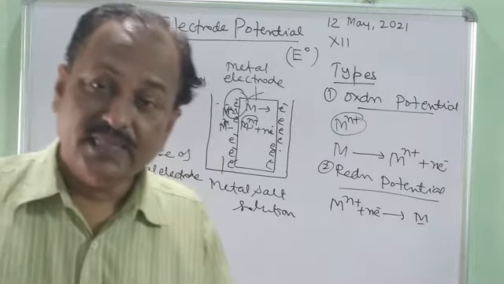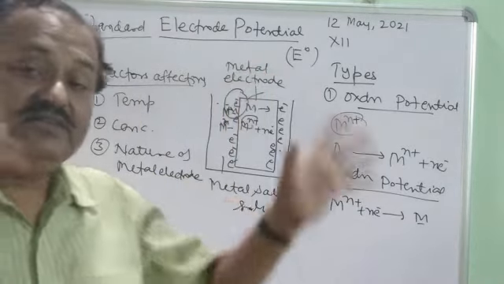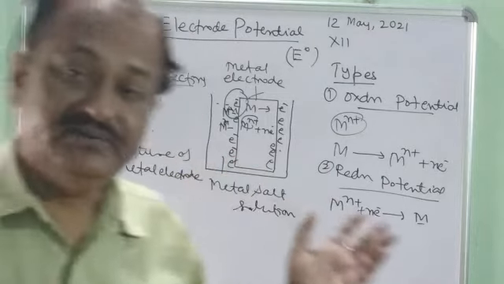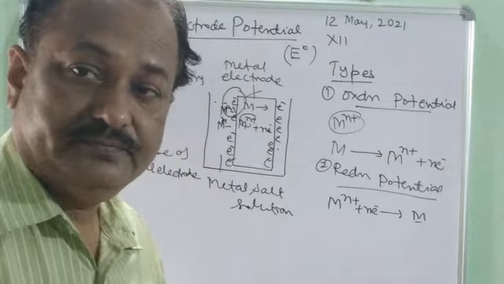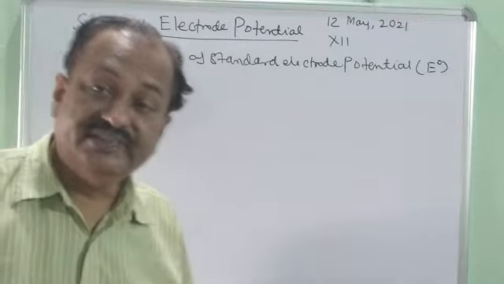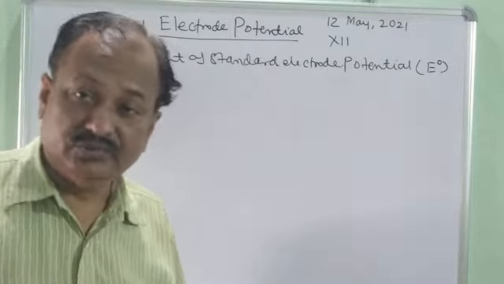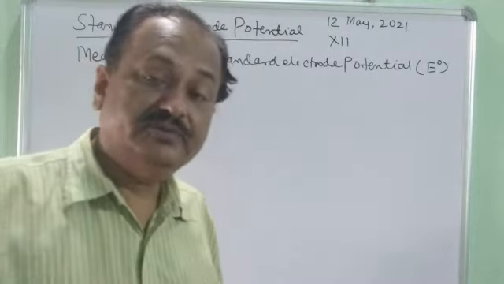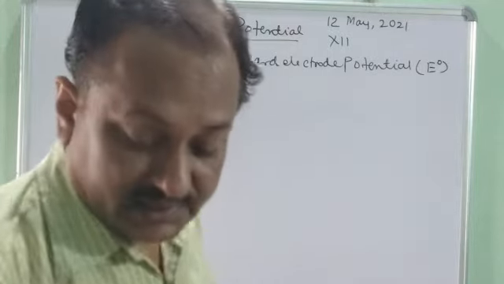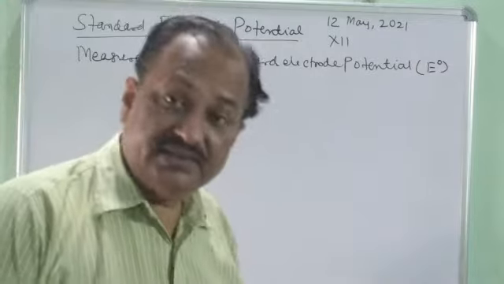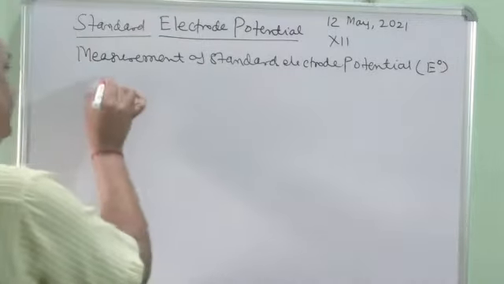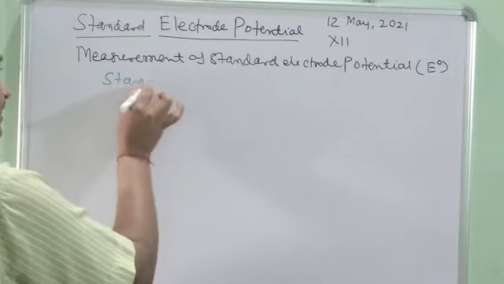Now these are the four points. This is measured by a standard electrode, so let's see what a standard electrode is and how it works. This is a very important part, the measurement of a standard electrode potential, represented as E naught. Before starting, first see the construction of a standard electrode.